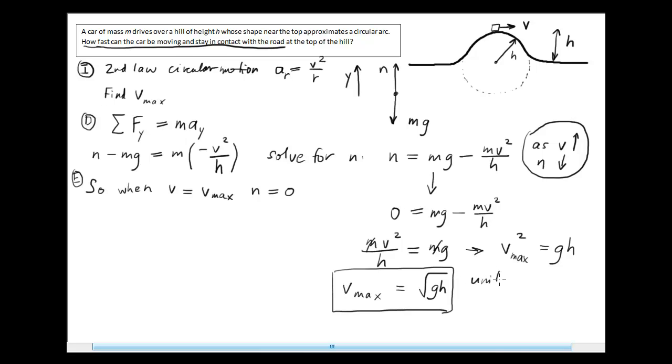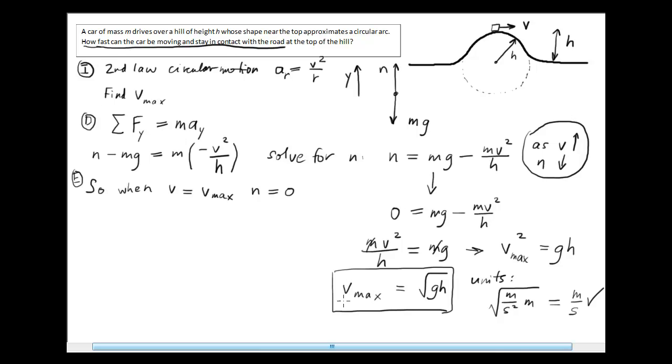Units, I can definitely check the units to see if they work. What I'd have for the right-hand side is the square root of meters per second squared times meters, because h is in meters, and that is meters squared per second squared. The square root of that is meters per second, and that's what I expect to have for an expression for a velocity.